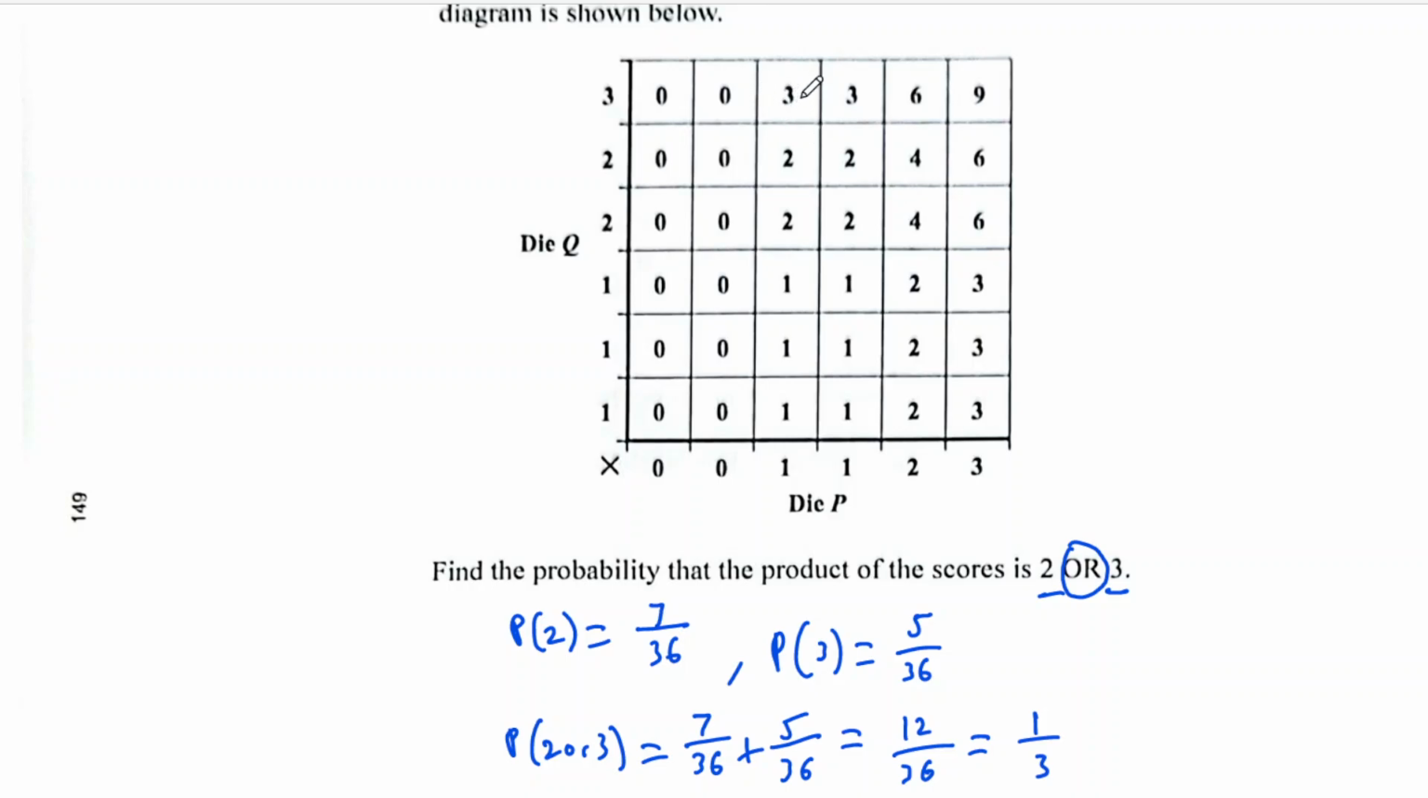So we count how many 2's and 3's in total. When we count up in total here, we get 12 2's and 3's together. And we say 12 divided by the total number of combinations here, which is 36. 12 over 36, and we get the 1/3 one time.